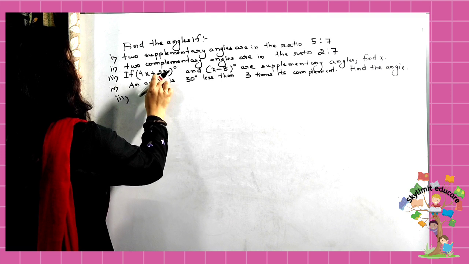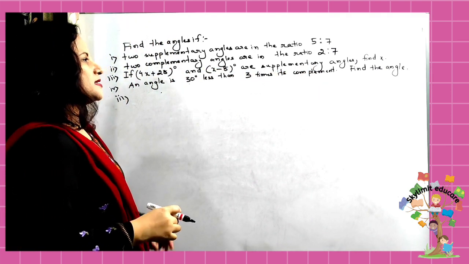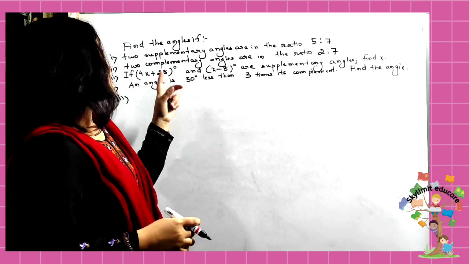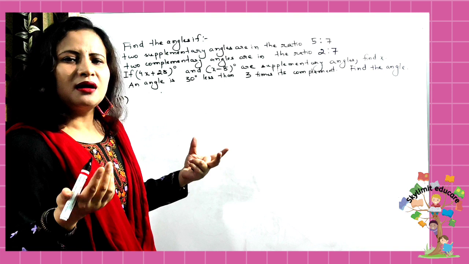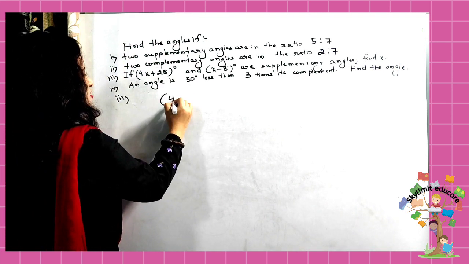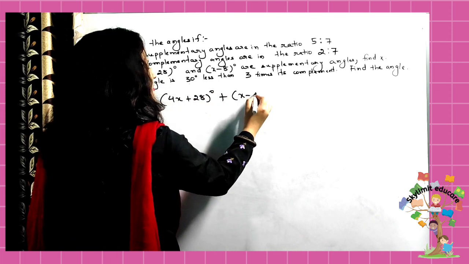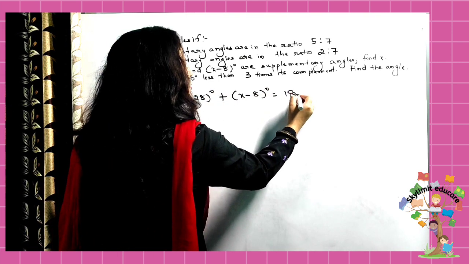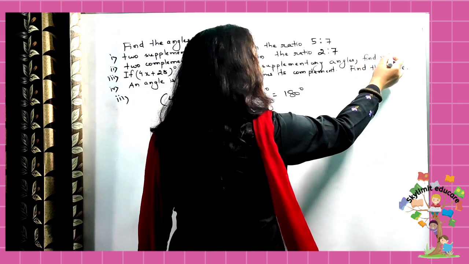Third question, students. If 4x plus 28 degree and x minus 8 degree are supplementary angles, find x. So these are the two angles given to us, and they are supplementary, which means the sum should be equal to 180 degree. So 4x plus 28 degree added to x minus 8 degree should be equal to 180 degree because they are supplementary. To find what? x.